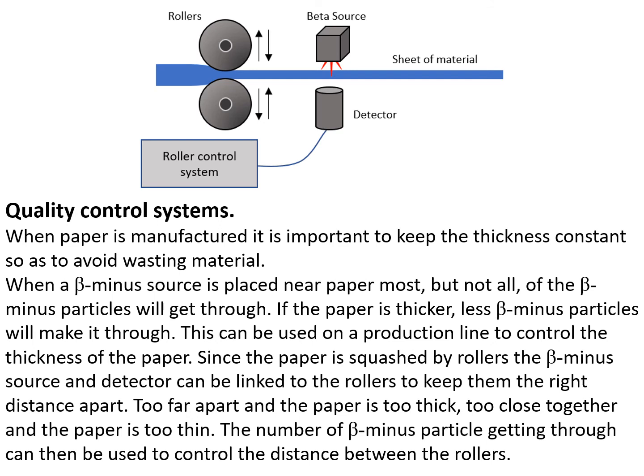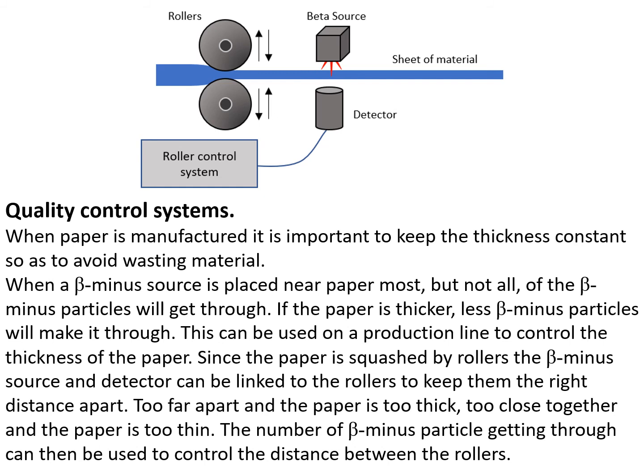Now let's look at the uses of beta minus particles. So they're used in quality control systems. So when you're trying to get paper that is all the same thickness throughout, you'll use beta minus particles in order to measure the thickness of that paper. So when paper is manufactured, it's important to keep the thickness constant so as to avoid wasting material.